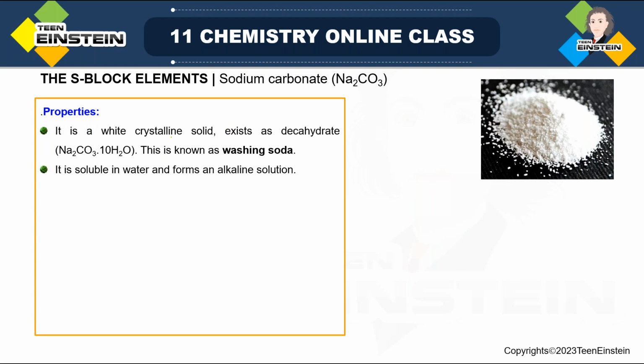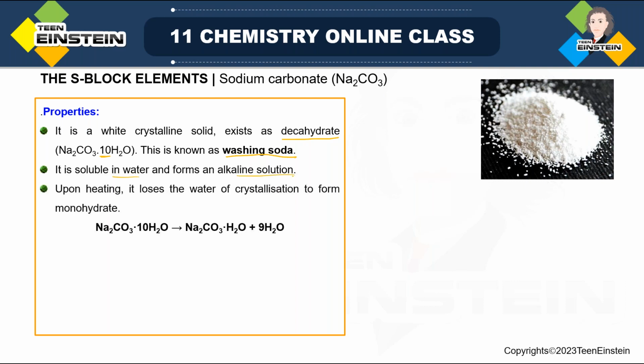It is a white crystalline solid, and exists as a decahydrate. See, when you are crystallizing it from a water solution, it is associated with 10 water molecules, decahydrate. And when it is associated with 10 water molecules, we call it washing soda. It is soluble in water and forms an alkaline solution. When you are heating it, there will be loss of these water molecules of crystallization. Only one water molecule is left now. 9 water molecules are removed.